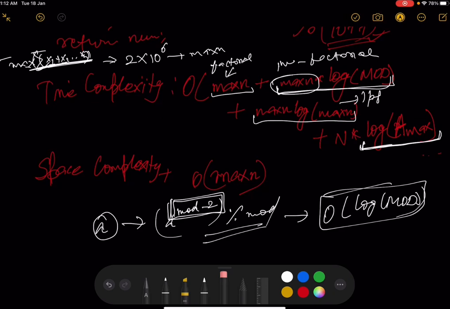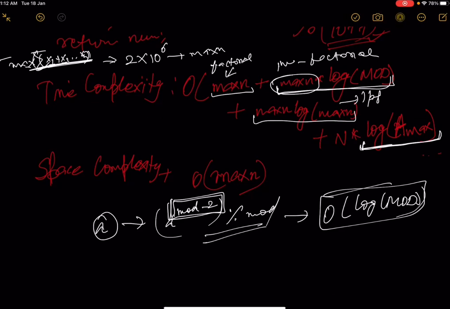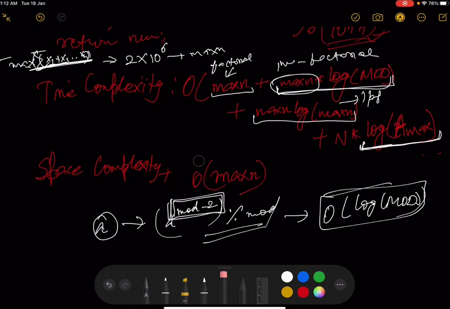So this will be the time complexity for this, and the space complexity will be equal to order of maxn. Why? Because here we are just using arrays, or vectors, for storing the factorial, the inverse factorial, and also the lowest prime factor of all the numbers up to maxn. So that's why the space complexity for this will be equal to order of maxn.